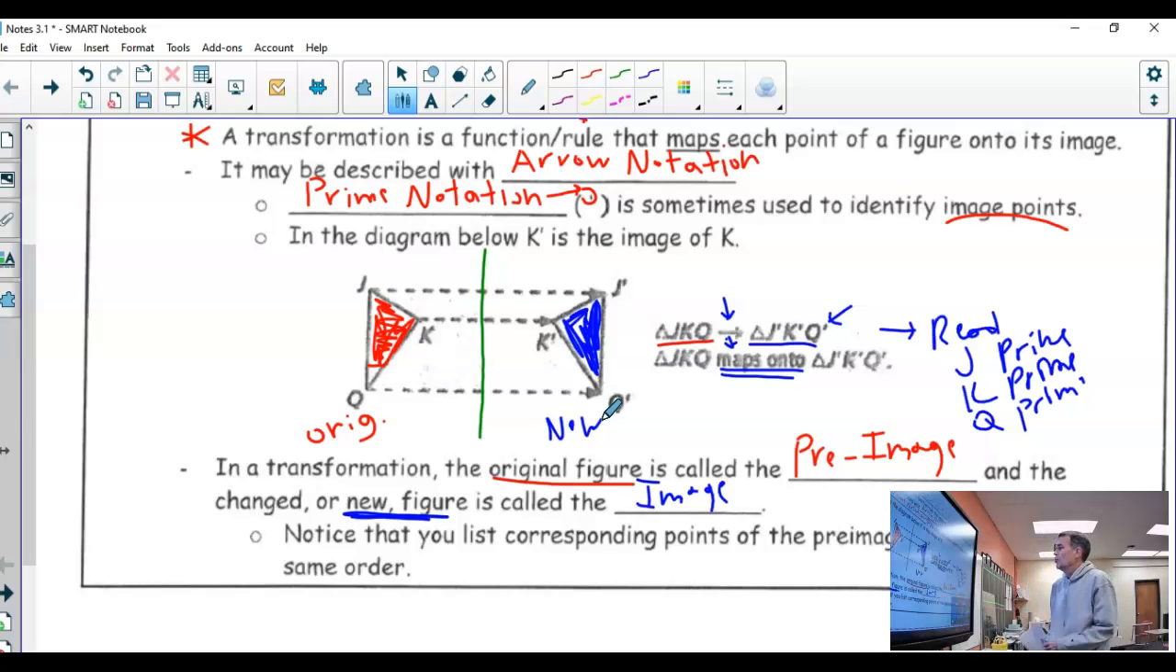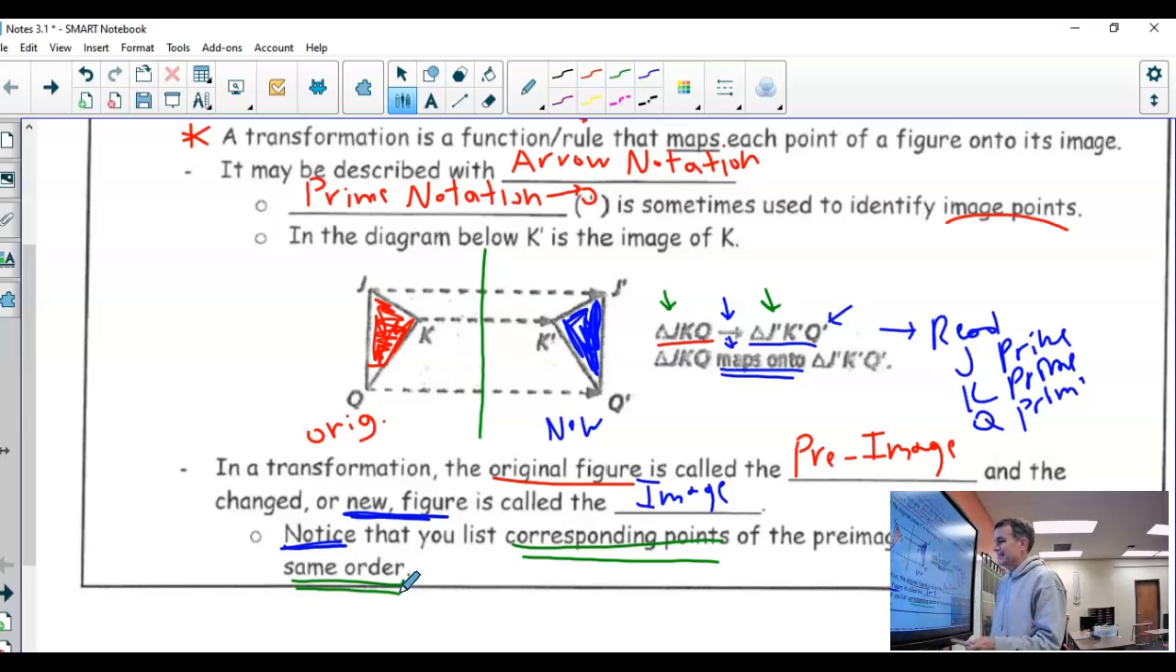Notice that when you list these letters, I made a little point here. When you list these letters, they come in the same corresponding order, which is obvious when you're using prime notation. J prime comes first, K prime comes second. But when you're not using prime notation, it's not quite as obvious, but it should always be true. Corresponding points need to be listed in the same order. All right, we'll get back to that later, I'm sure.